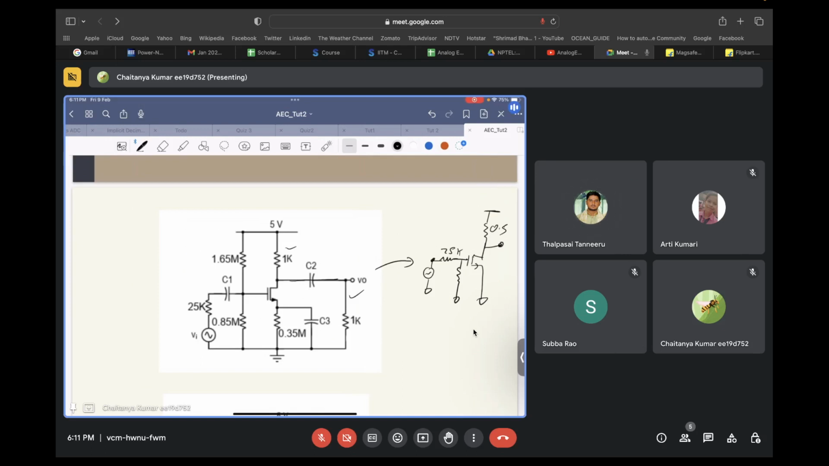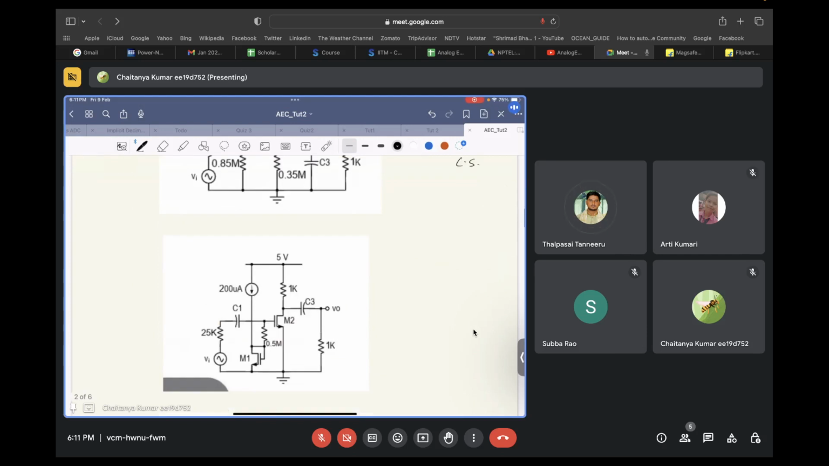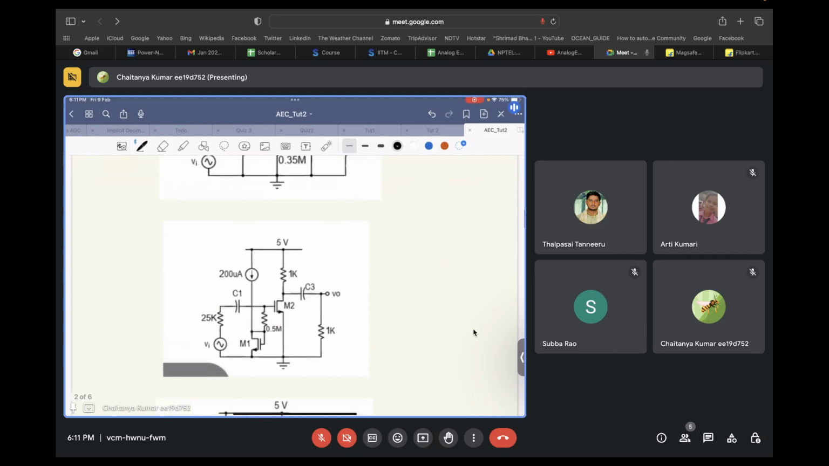You give input to the gate of the transistor. It goes through a resistor divider. However, this resistor is in order of some hundreds of kilo ohms, and this is just 25 kilo ohms. So most of the voltage comes at the gate, and you take the output at the drain. So this is a common source amplifier as far as small signal model is concerned. The same goes with circuit 2.